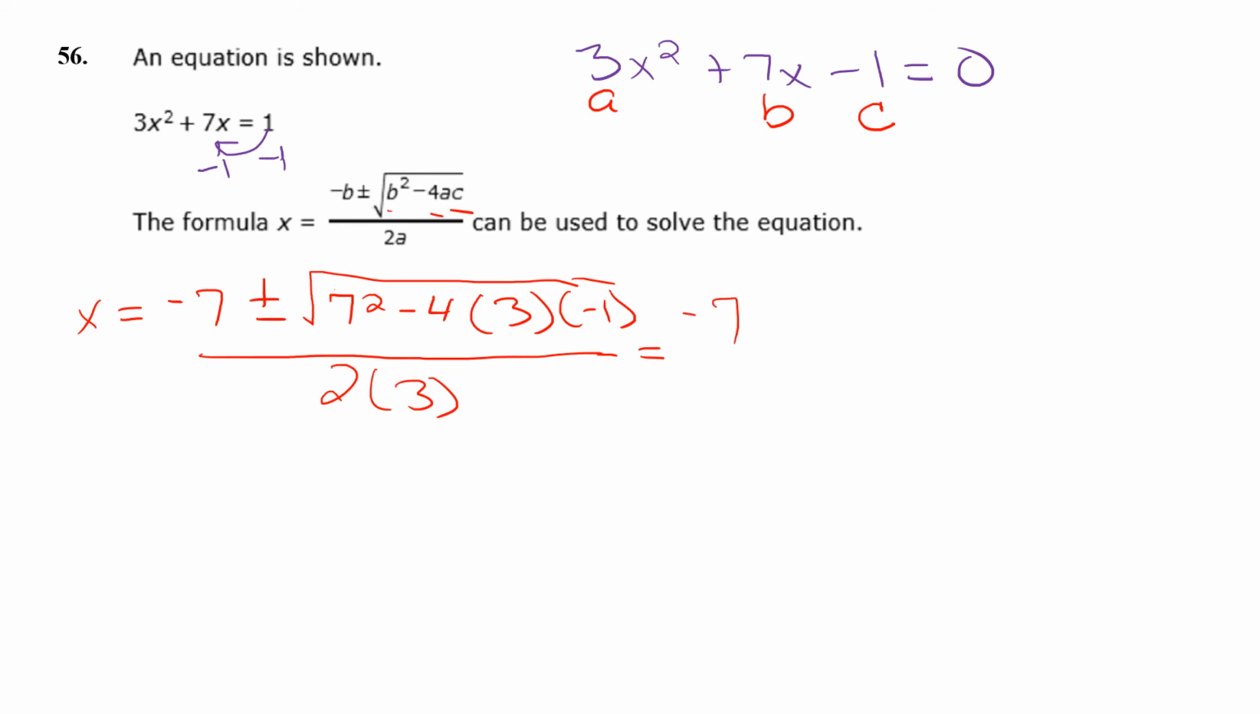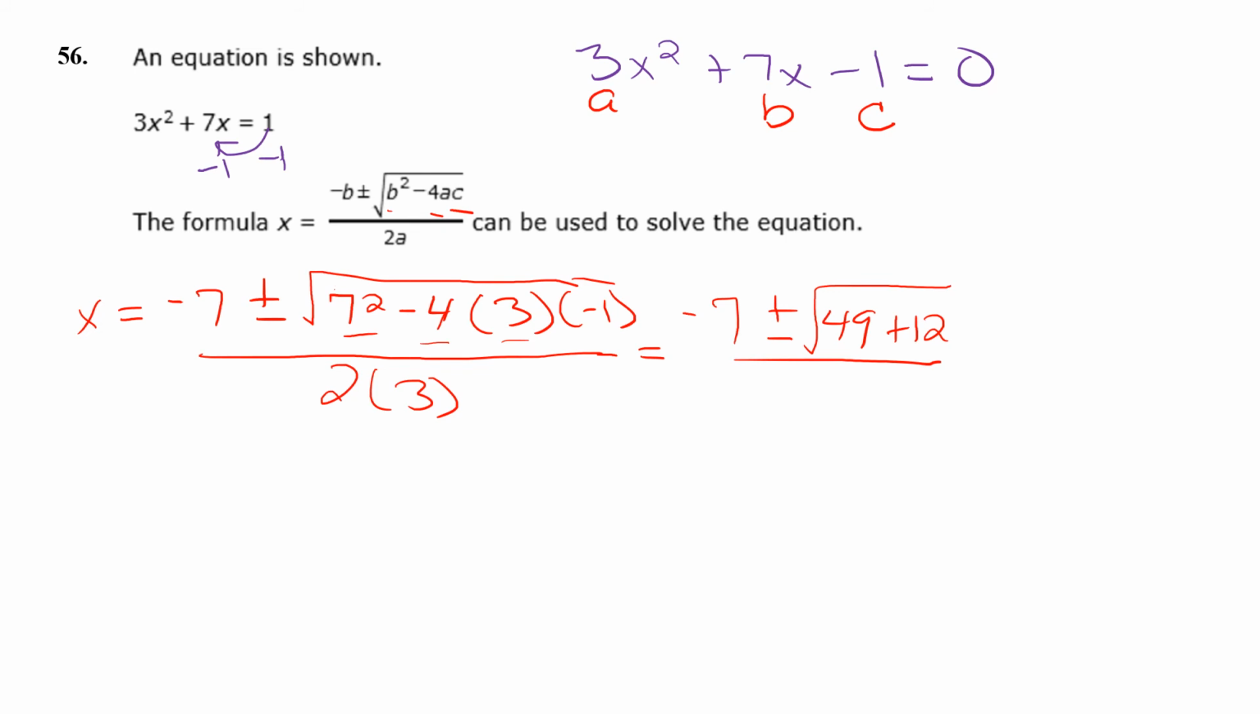Bring over my negative 7. Okay, 7 squared is 49. And I look at this 4 as a negative. So multiply negative 4 times 3, that's negative 12. And negative 12 times negative 1, that is a positive 12. So always look at that 4 as a negative, and that way you don't have to deal with double negatives.